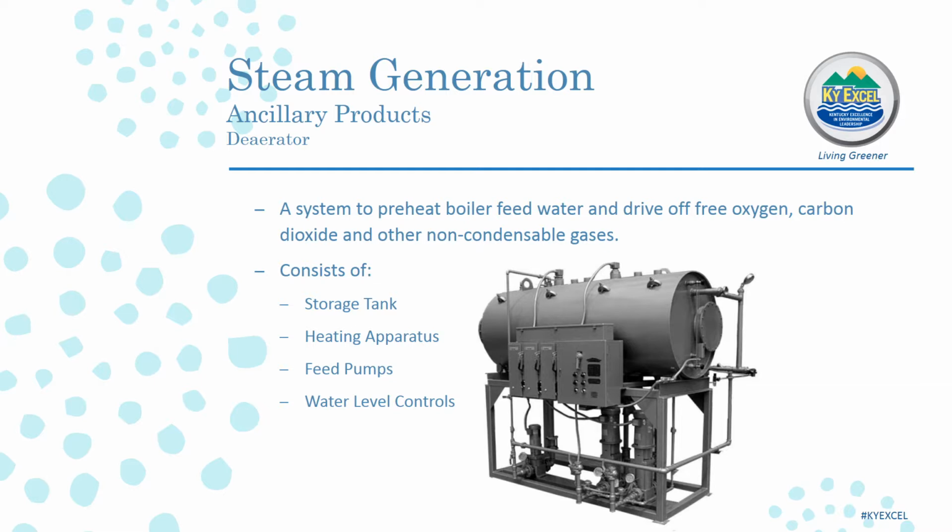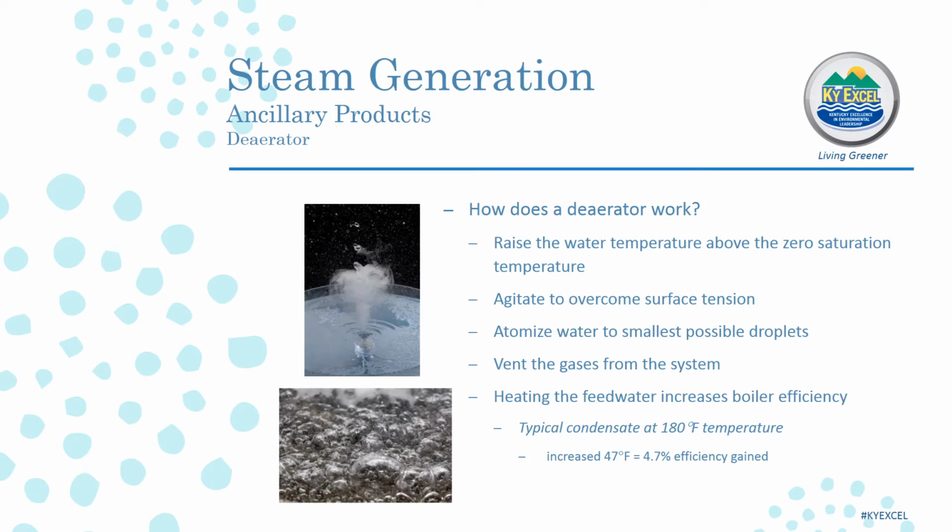A deaerator consists of a storage tank, a heating apparatus, feed pumps, and water level controls. A deaerator works by raising the water temperature above the zero saturation temperature. To overcome surface tension, the water is agitated and then atomized to the smallest possible droplets. This frees non-condensable gases like oxygen and carbon dioxide, which are vented from the system. This process also heats the feed water.